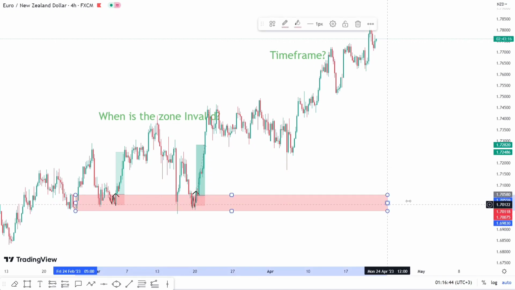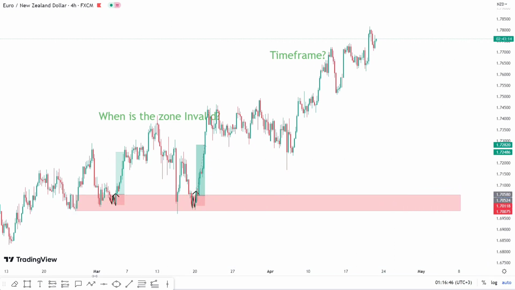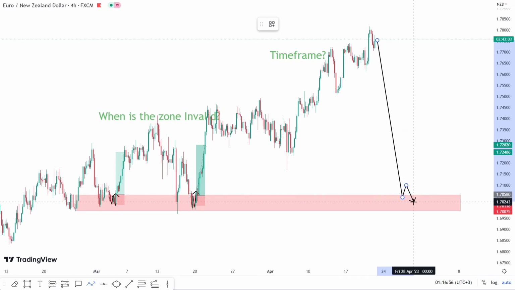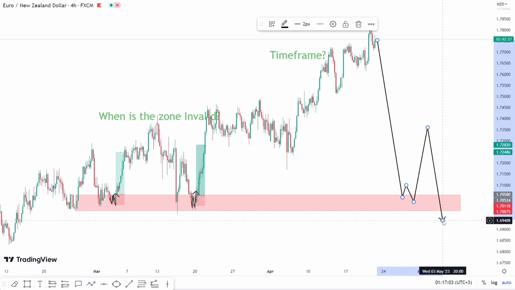So in the case that in future Euro New Zealand dollar comes and trades all the way low here, in the case that this ever happens, on the 1 hour time frame, I'll be looking for a bullish setup as long as the zone hasn't been broken. Yeah. But if it comes and now breaks finally, eventually, below the zone, this zone becomes invalid and we delete it.